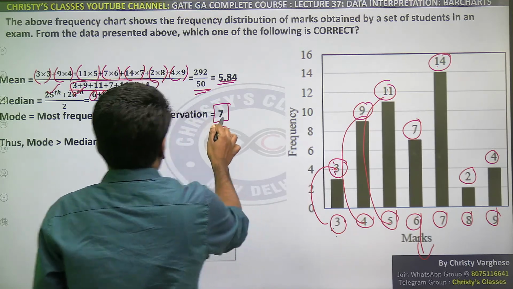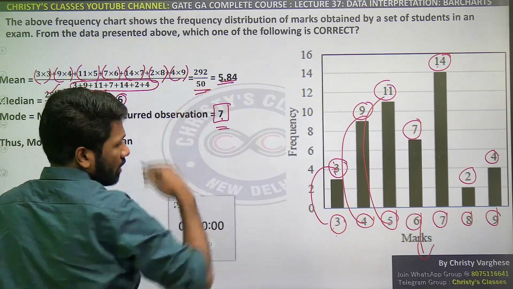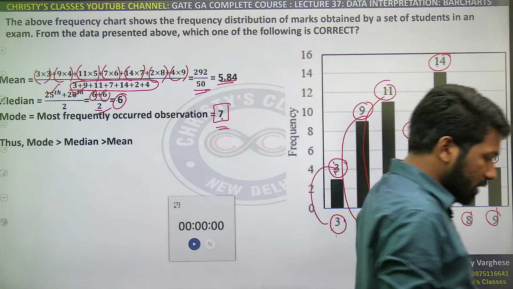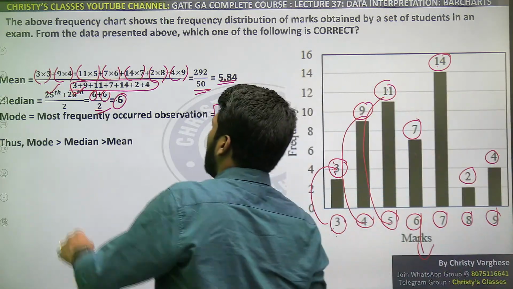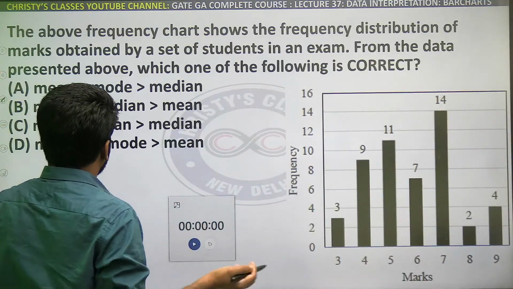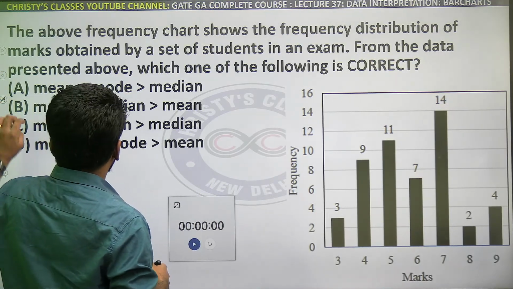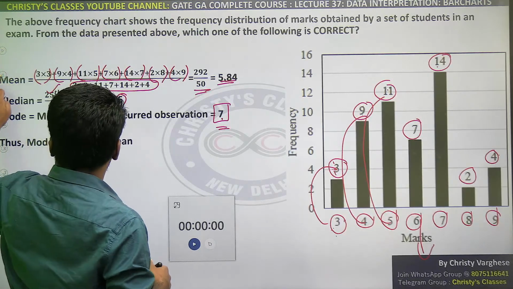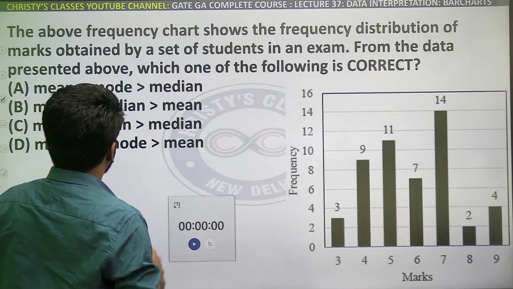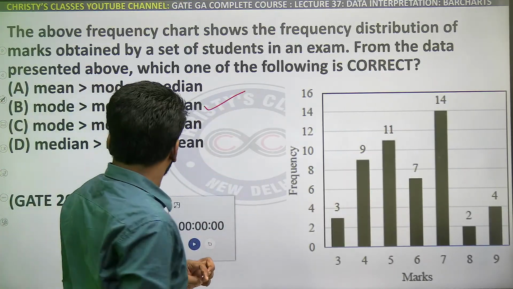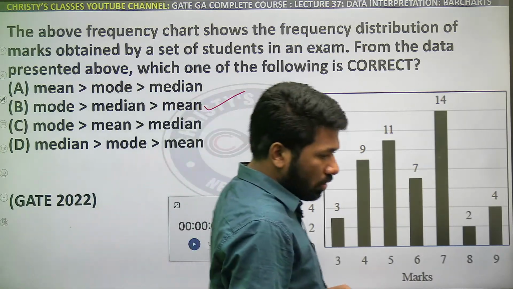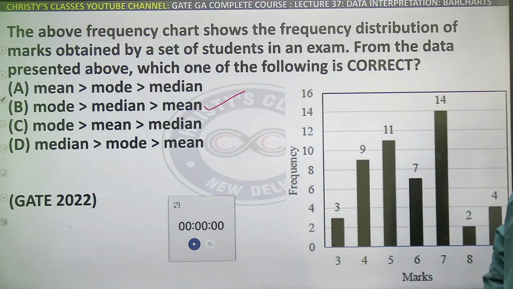Now tell me, mode is greater than median is greater than mean. As the GATE exam allows a virtual calculator, where needed you can use that. So which option says so? Mode is greater than median, greater than mean. So option B. All of you understood this? Please respond.